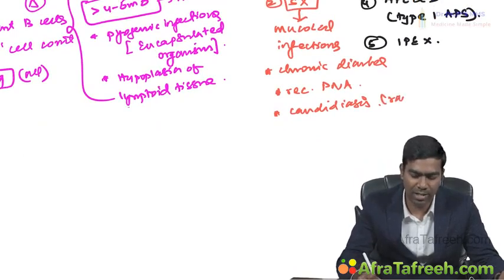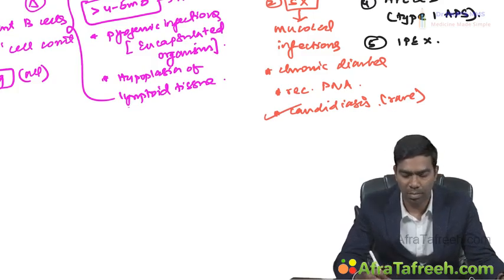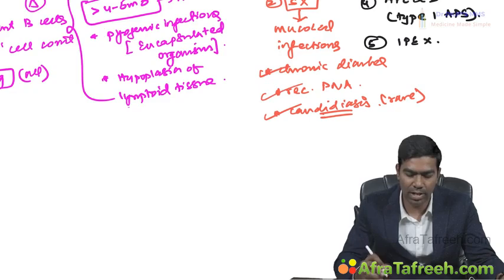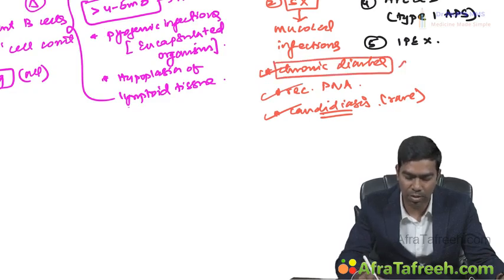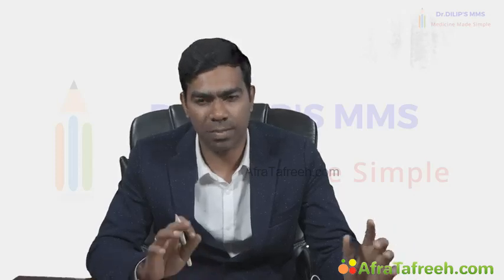But candidiasis is generally rare, because candidiasis goes towards a cell-mediated immunity problem rather than a humoral immunity problem. I've seen patients, but typically it is rare. You can get chronic diarrhea and pneumonia, especially diarrhea, which is the most important for the exam. Diarrhea is what they will ask you, because chronic diarrhea is typically due to reduced IgA.